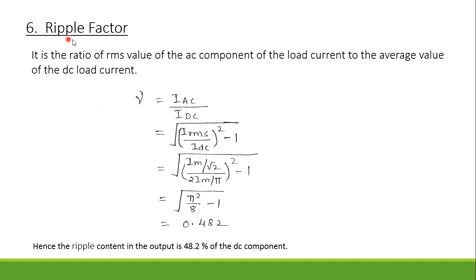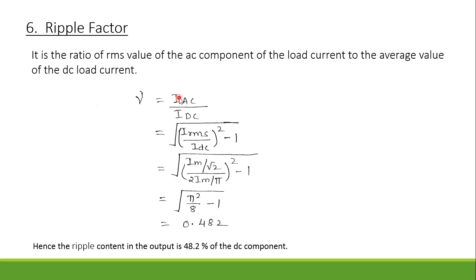And this ripple factor is defined as the ratio of the RMS value of the AC component of the load current to the average value of the DC load current. So that is the definition, but it is an indication of the amount of AC, or the amount of pulsations, present in the DC output. That is the general meaning of this.